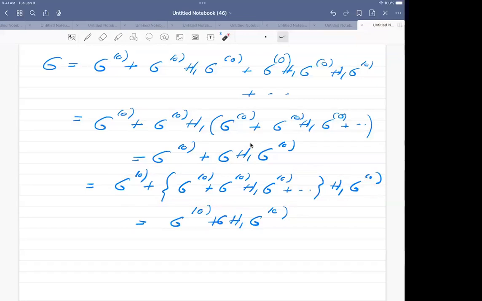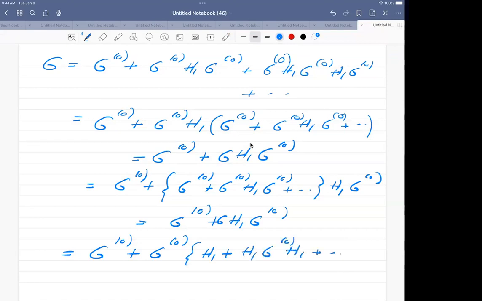This again is something which I can manipulate in another way. So I can actually rewrite this one now. If I do that, G0 plus G0, and then I have H of I plus H of I G0 H of I plus... multiplied with G0. Now, what I'm going to do now is to define a quantity which becomes an effective interaction.